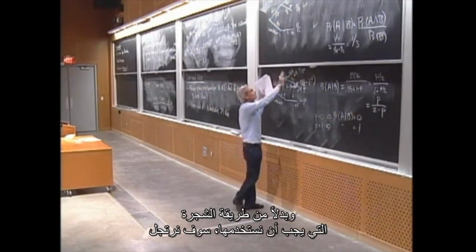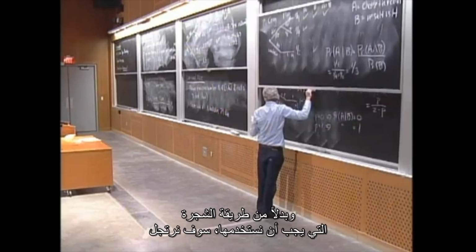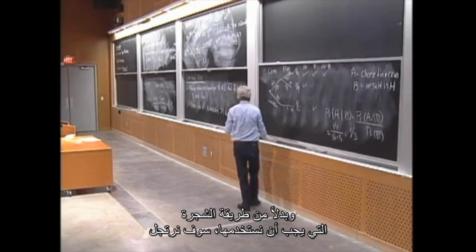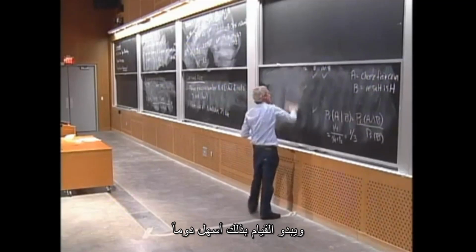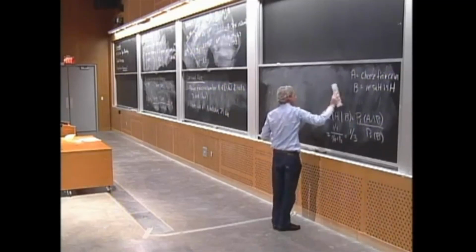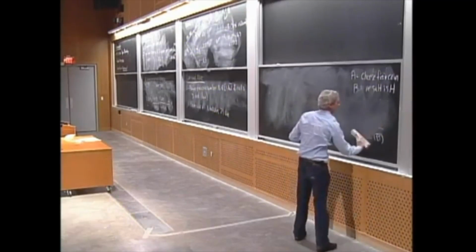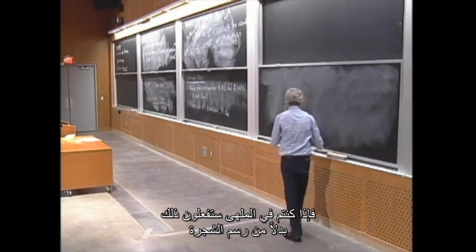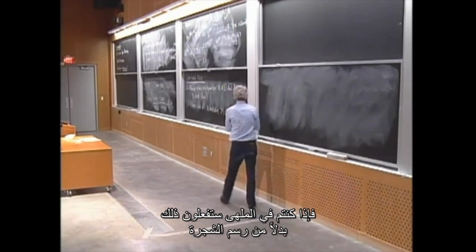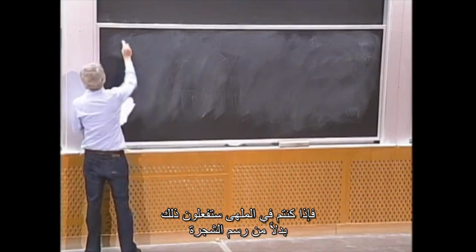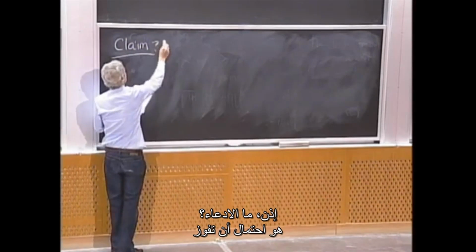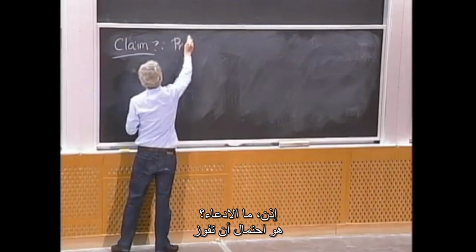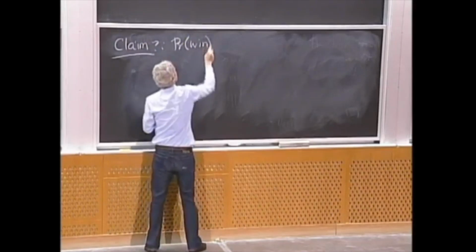And instead of doing the tree method, which we know we're supposed to do, we're just going to wing it, which always seems easier to do. You know, if you're in the casino, you want to just wing it instead of taking your napkin out and drawing the tree. So the claim, question mark, is the probability you win is a half.